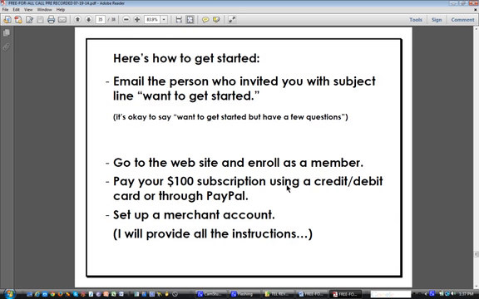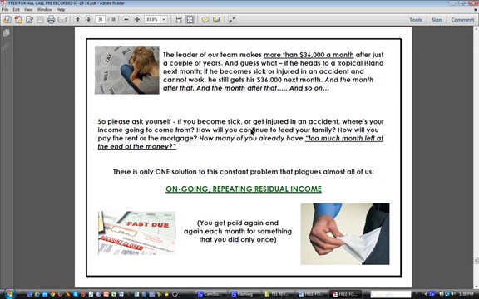So here's how to get started. You email the person who invited you with the subject line, "Want to get started." And it's okay to say, "I want to get started, but I have a few questions." That's no problem. That person will be happy to answer those for you. And then, of course, we will show you the entire system for how to get started, line by line by line. We will explain each step in the process. Even for some of you who aren't the most computer literate, this is an easy process if you simply follow our instructions.